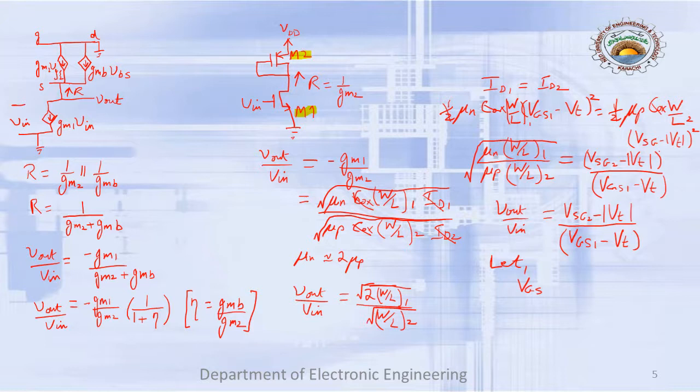And if we want to make it even more accurate, it is possible to include the channel length modulation effect, and we can include R0. Most of the time, R0 is optional, but GMB VBS, that is the substrate effect, is sort of mandatory. Whenever you are using a transistor and not connecting the source terminal to the ground, we must include the substrate effect.